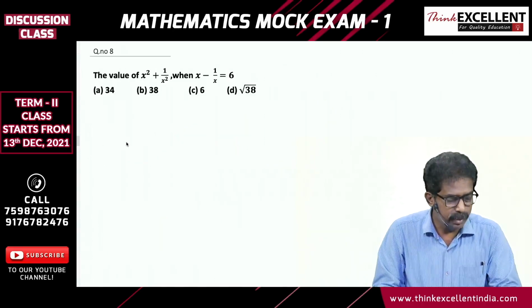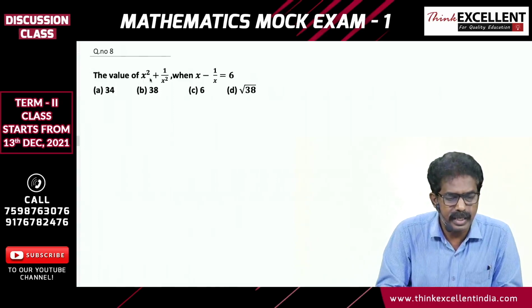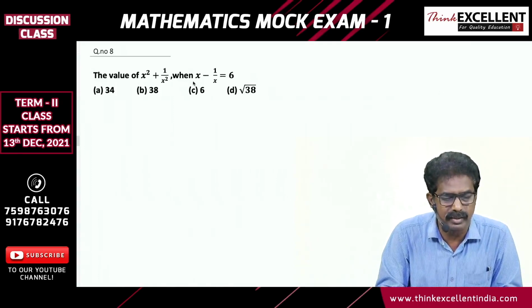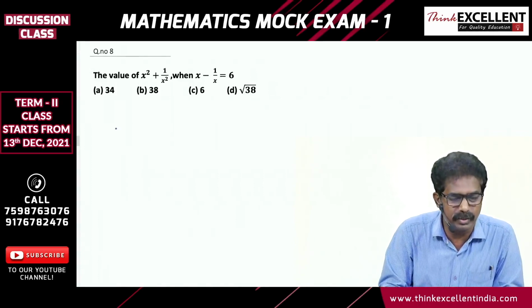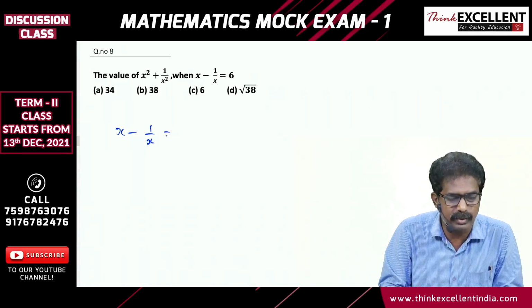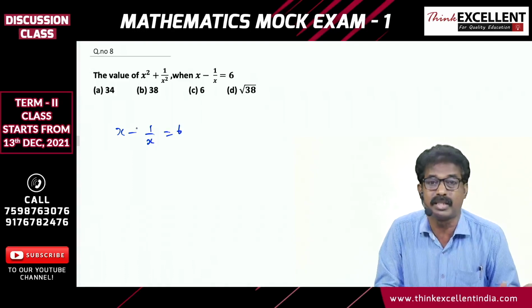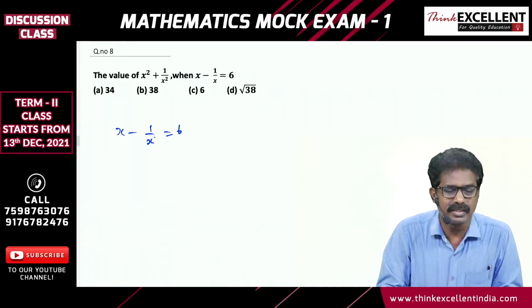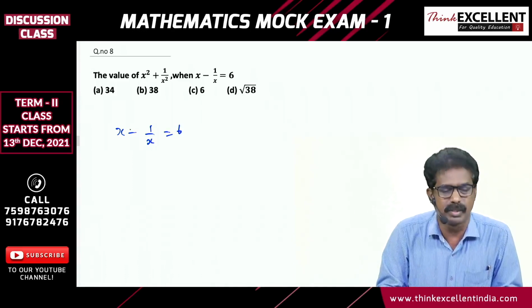Now question number 8. X square plus 1 by x square, when x minus 1 by x is 6. Very simple question. What's the method? You know, x minus 1 by x equal to 6. Anyone can you say how to proceed this? Just square both sides.